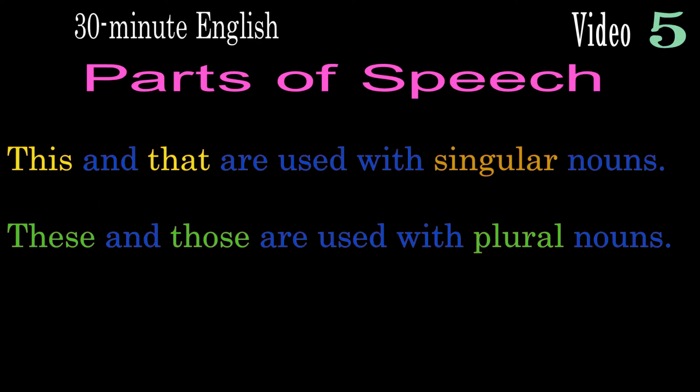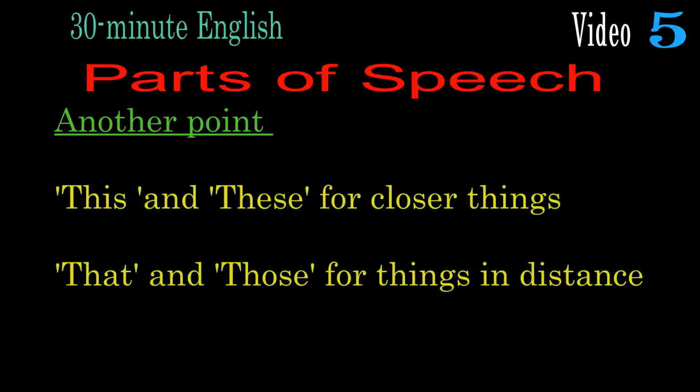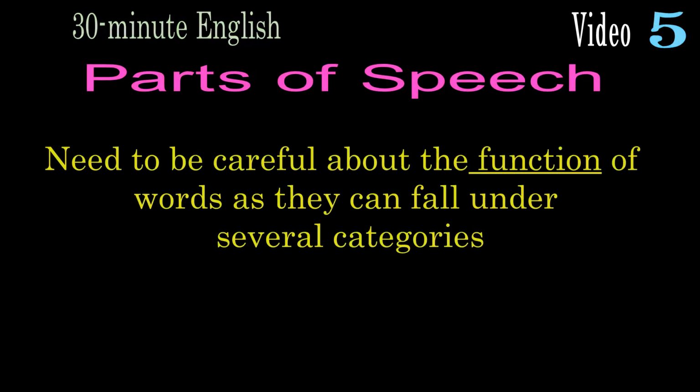That and this are used with singular nouns. These and those are used with plural nouns. Another point is, this and these are used to talk about something near to the speaker. That and those are used to talk about something away from the speaker. However, there is something tricky here. As you already know, there are a number of words which fall within different word classes. This is common for demonstratives also.